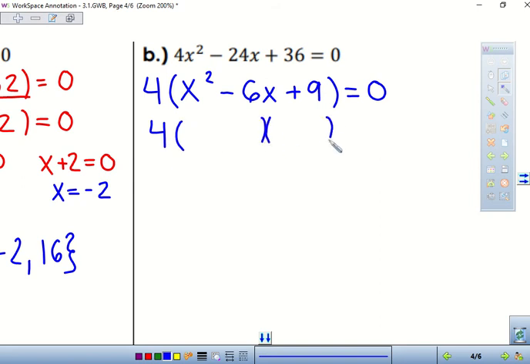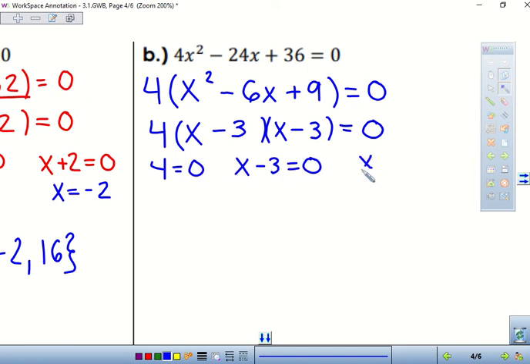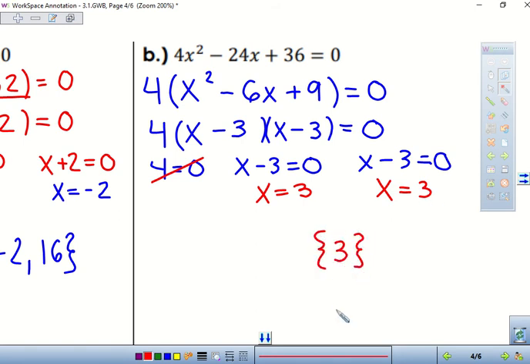I'm looking for factors of 9 that add up to what? -6, which would be what two numbers? -3 and -3. I can then set all of these equal to 0. What's going to happen with the first one? Yeah, it's not possible. This one becomes x equals +3. This is also x equals 3. Good. So my one and only solution is x equals 3.